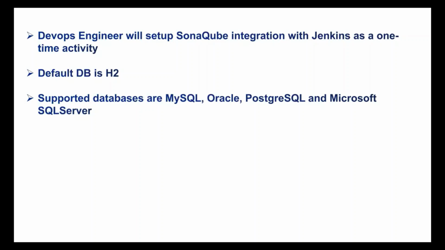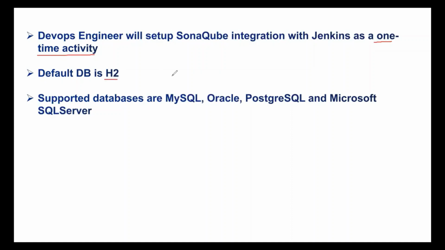Okay. So some other important points to note: the DevOps engineer will set up the SonarQube integration with Jenkins just as a one-time activity. Why? Because this tool is typically meant for the developers. So the DevOps engineer's role is just to set up this tool and provide access to the developers. Whenever they want to access, they can log in with their credentials, they can download the reports, and they can analyze their code.